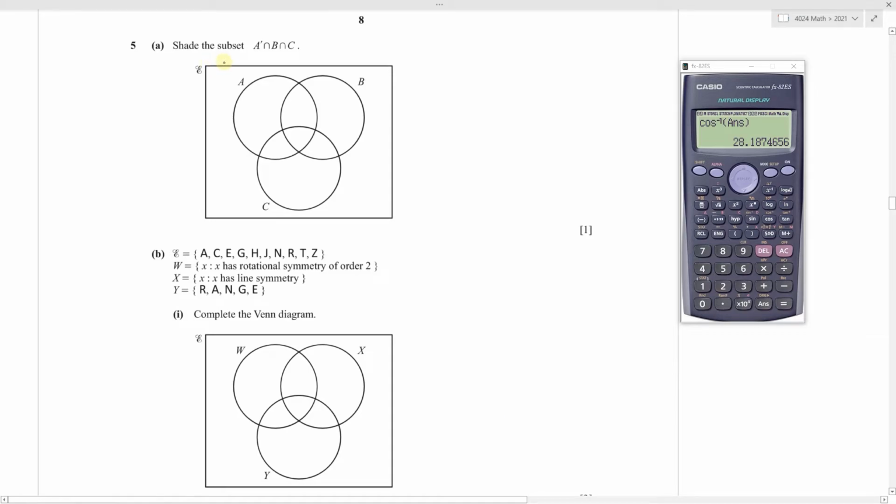Question number 5, part A. Shade the subset A complement B intersection C. So B intersection C is this area inside, and then you have to find the intersection with A complement. So A complement means outside of A. So this is the boundary of A. So outside of A would be this. So this will be your shaded region represented by B intersection C intersection A complement. So I can just erase this.